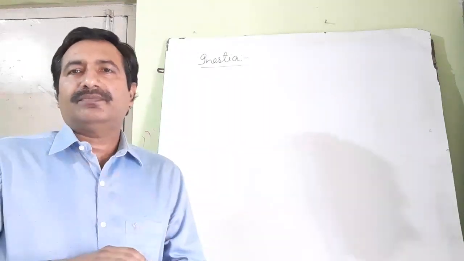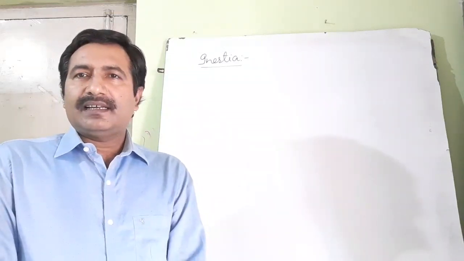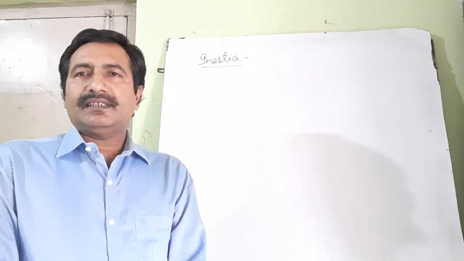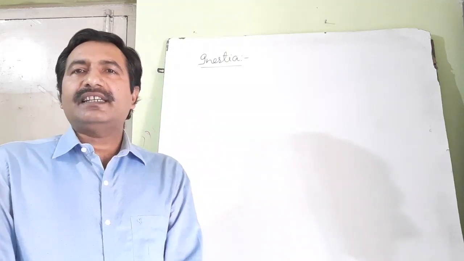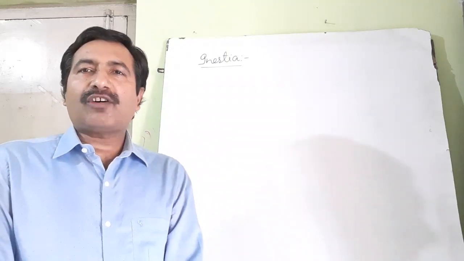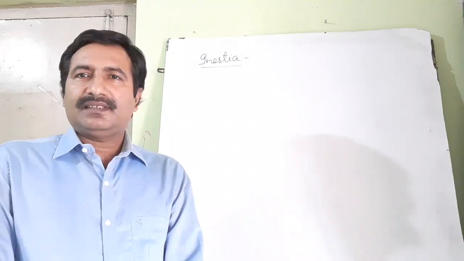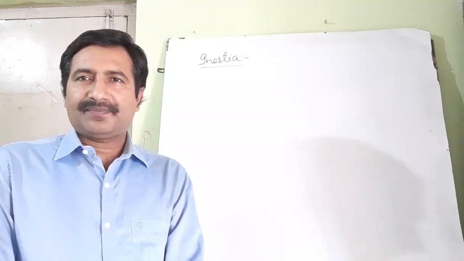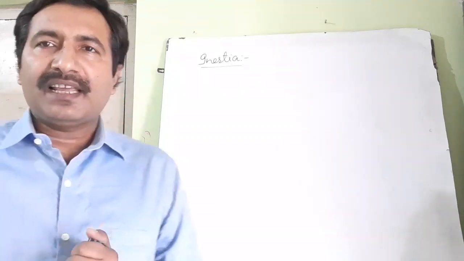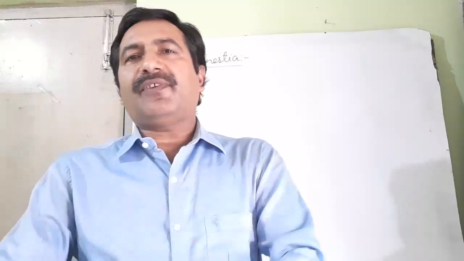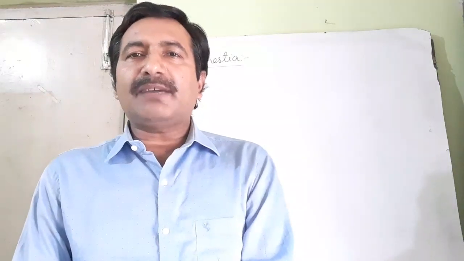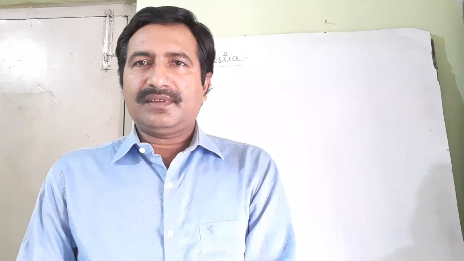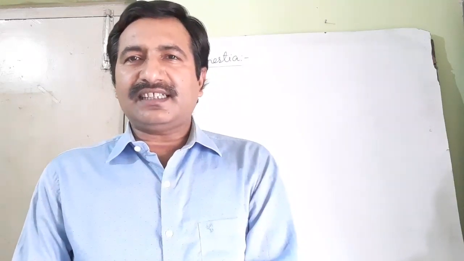Now you can note down the definition of inertia, that every body is unable to change its present state of rest or of uniform motion. This property of the body is called inertia. It can also be defined in another way, that inertia is the property of a body due to which it is unable to change its present state of rest or of uniform motion. Okay? So I think you understand inertia.